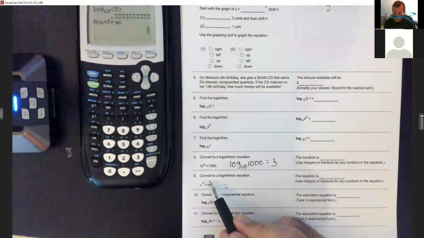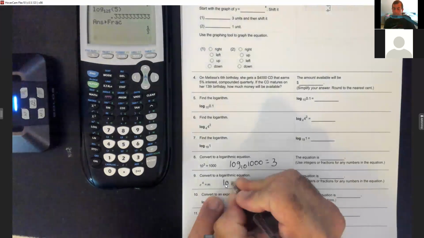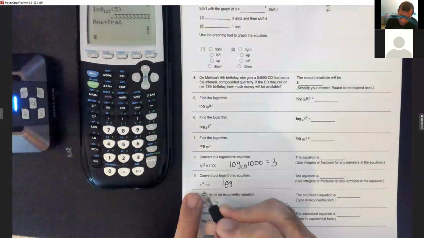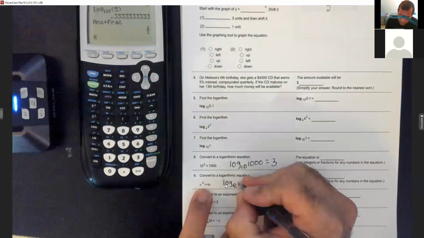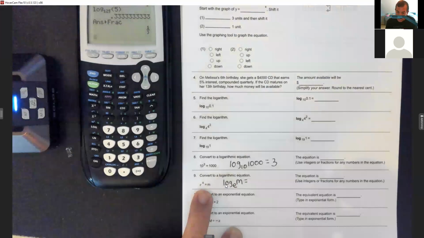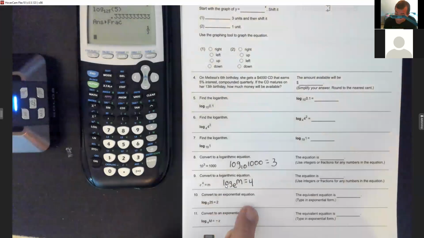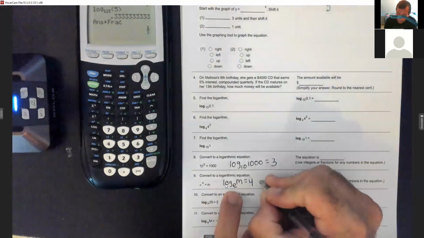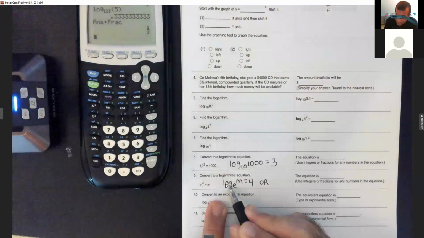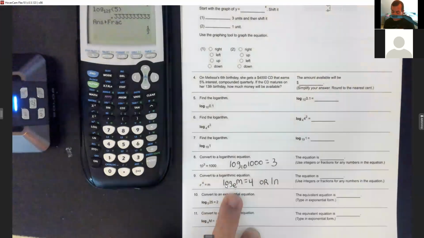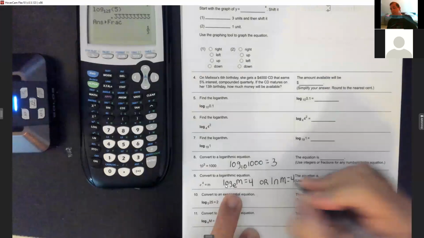Convert to a logarithmic equation, same thing for number 9. So bring over your log. The base is the e, because that's the number with the exponent. The result is the m, and that's going to equal the exponent, which was a 4. Now, I would take that answer, or I would take that answer written another way, because a log base e can be written as an ln. That's understood to be a log with an e. And then you can put your m equals 4. So that one I would take either way.